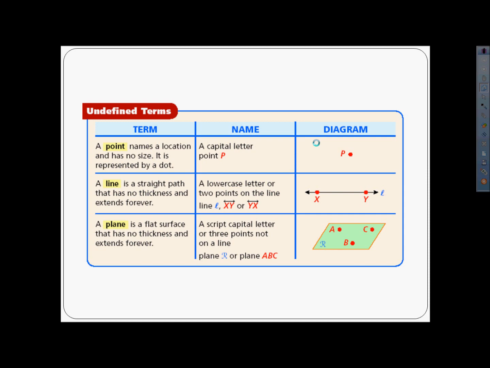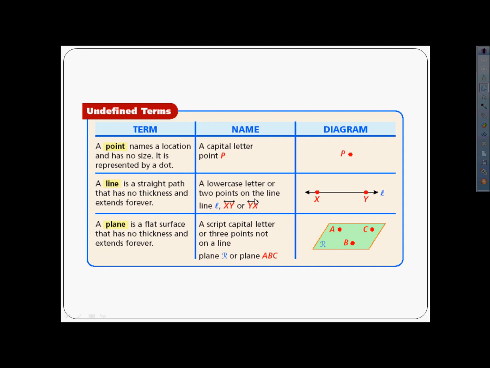The first one is a point. A point names a location and has no size. It is represented by a dot. And when we put a point, we normally put a letter next to it so that we know which point we're referring to. The second one is a line.